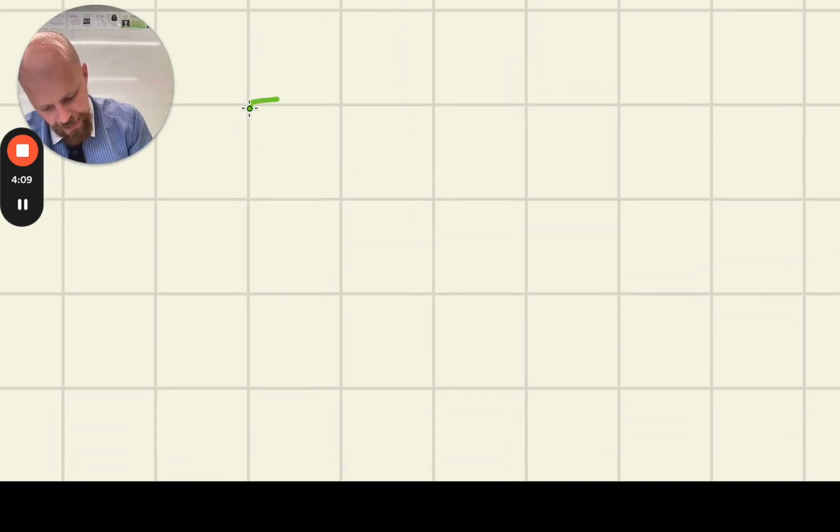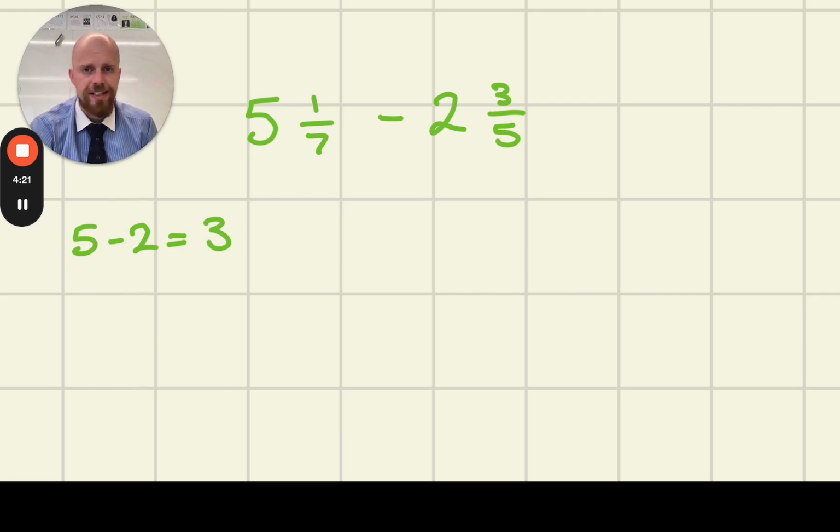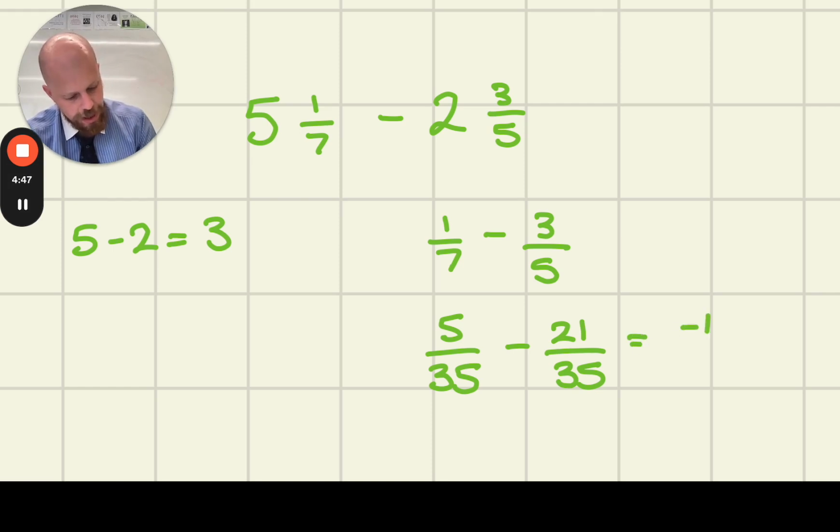Let's have one more example. Let's say I've got 5 and 1/7 minus 2 and 3/5. Well, 5 minus 2 is 3. That's easy. We'll do 1/7 minus 3/5. Common denominator 35, so times the left fraction by 5, right fraction by 7. Times the left fraction by 5, that gives me 5 over 35. And the right fraction by 7 will be 21 over 35. So when I subtract 5 from 21, I get 16, or minus 16, sorry. So minus 16 over 35.